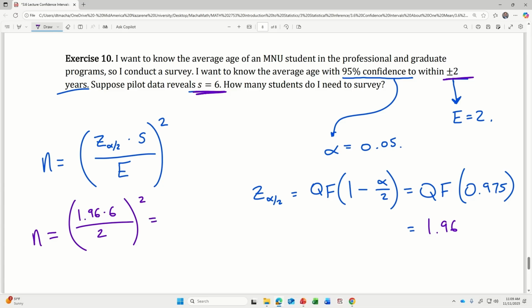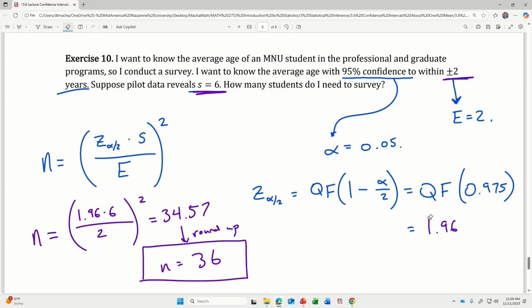So then you can get out your Desmos, or you can get out your calculator and just type in 1.96 times 6 divided by 2, and then take that number and square it. And I get 34.57, but we are going to round up, and we get 36. No, 35, sorry. I can round. 34 rounded up is 35. Because we don't want a fraction of a person in our experiment. We only want entire persons participating. So I need to survey at least 35 people.